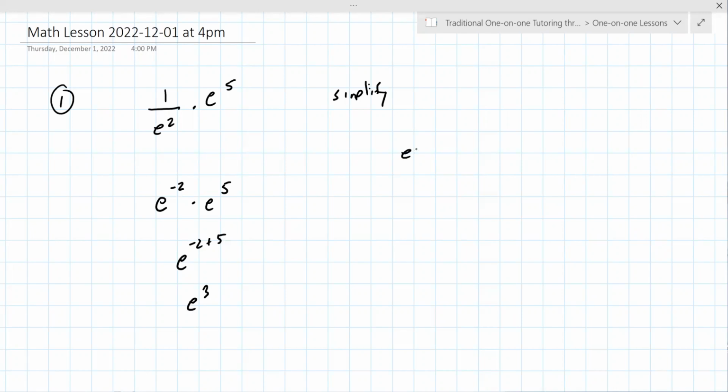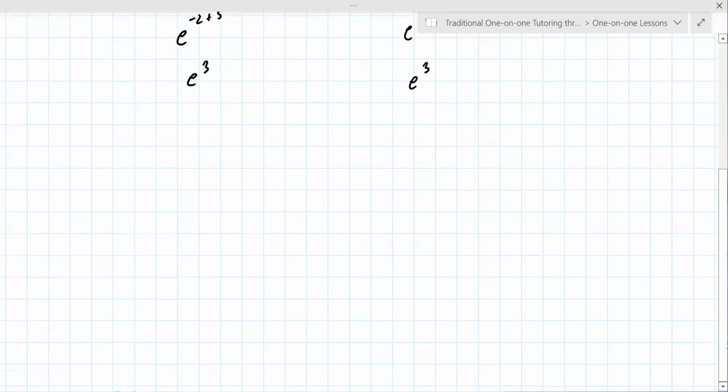Option two is to write it over the other, because the e to the fifth is really e to the fifth over 1. And then here you subtract the exponents because you're dividing, and you still get e cubed, or e to the power of 3. So any questions on that? We don't need to do one like this, but is that okay? Yeah, that's good.